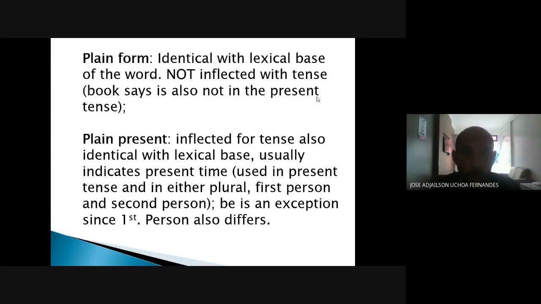It's not in the present. Thus, it's in the plain form. If it's not inflected, it does not make sense to say it is in the present. A verb in the present is inflected in the present, although it looks like it's not, because there is a coincidence between the plain form and the plain present.